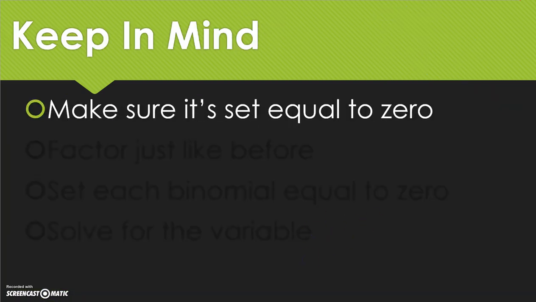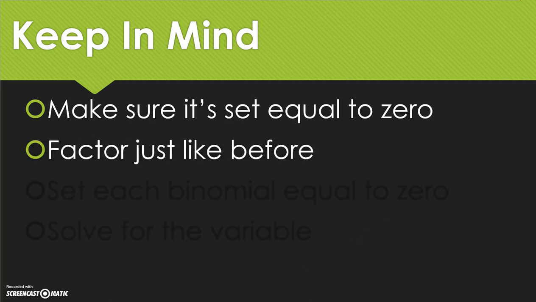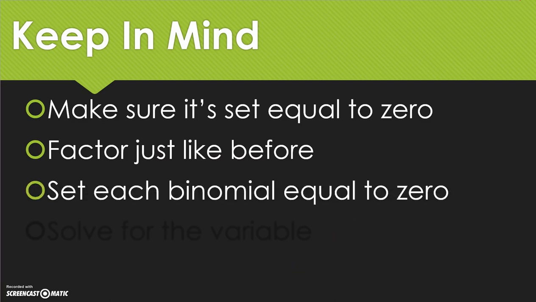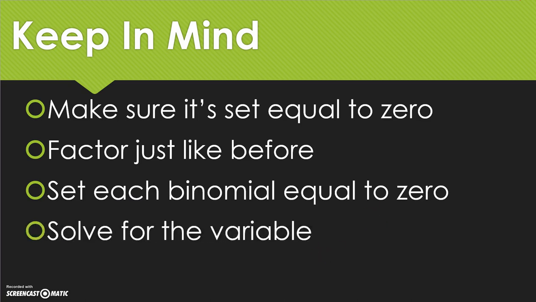All right, so make sure that your equation is set equal to 0. Factor it just like we did in Unit 4. Set each binomial that you end with equal to 0. And solve for the variable just like you know how to solve for x. Make sure you're also writing your answers as ordered pairs, whatever your x value is, 0.